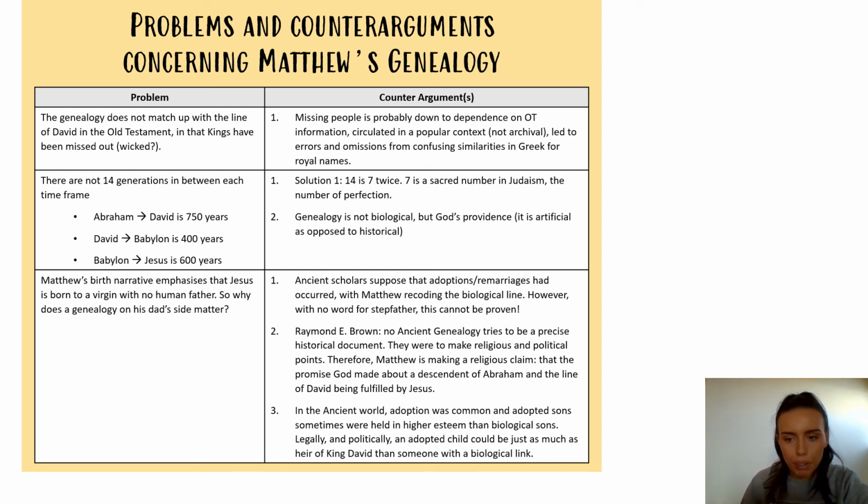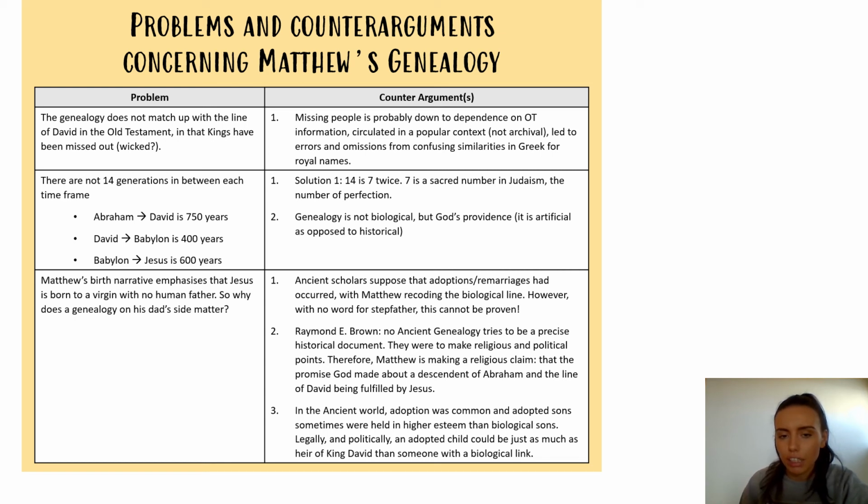So the third problem is that Matthew's birth narratives, a point I've already mentioned, emphasise that Jesus was born to a virgin and didn't have a human father. So at this point the question is, why does the genealogy follow Joseph's line? Surely it should follow Mary's line. That would make sense in terms of how the nativity scenes run out. There's a few counter arguments here.